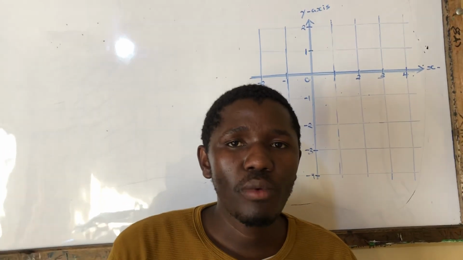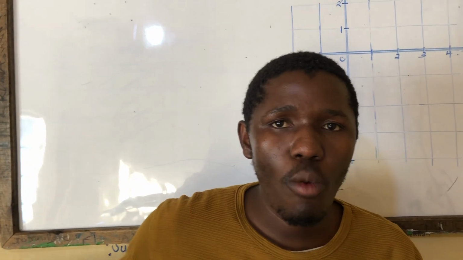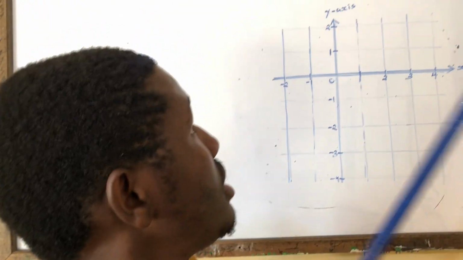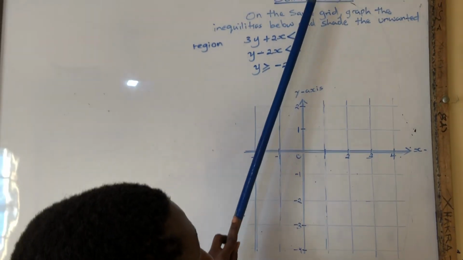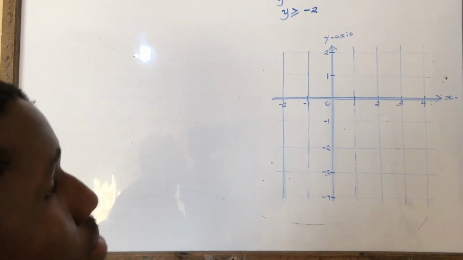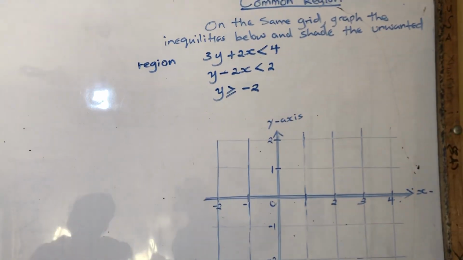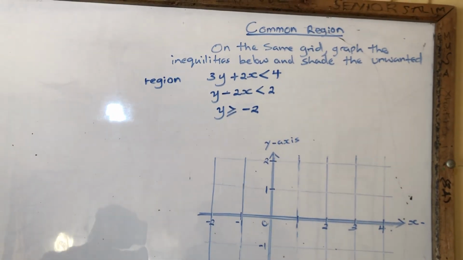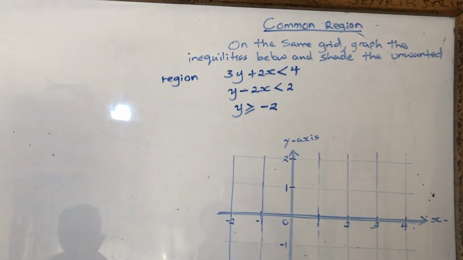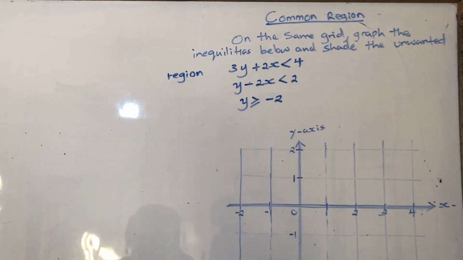I want us to proceed from where we left in inequalities, and I want us to discuss something to do with common region. In other words, today I want us to learn how to represent more than one inequality in one graph, giving us what we call a common region.